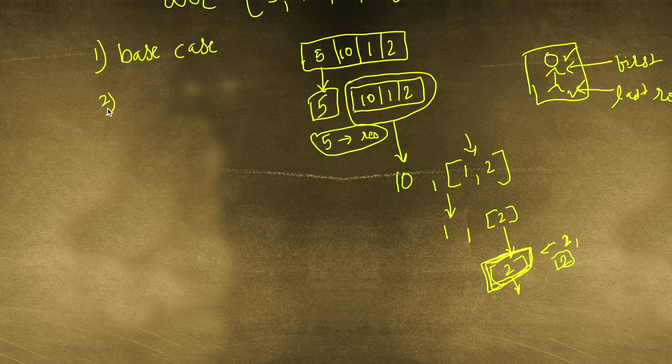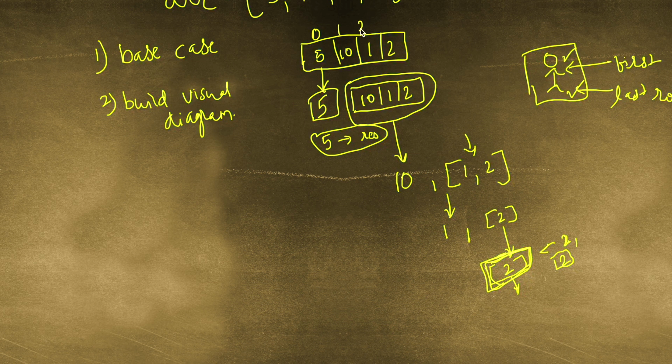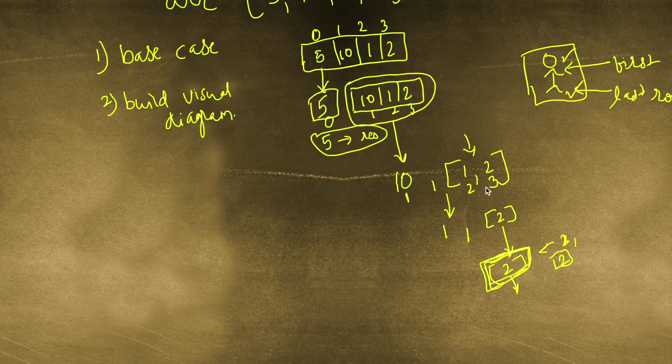Next is to build a visual diagram. Okay, so we have already built a visual diagram. Now let's continue with this only. Let me give the indexes, starting from 0. So this is index 0, this is index 1, this is index 2, and this is index 3.